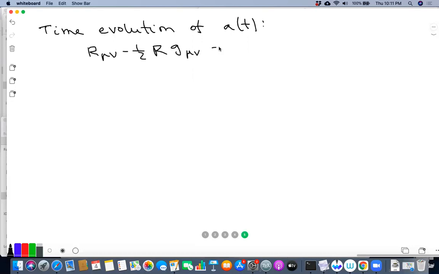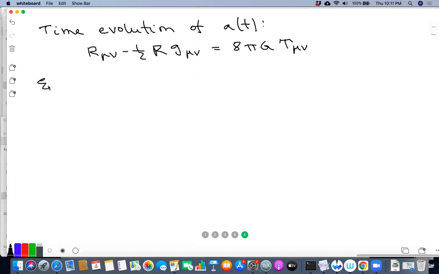So we turn to time evolution of a(t). What determines the time evolution of a(t) is essentially Einstein's equation: R_{μν} − ½ R g_{μν} = 8πG T_{μν}, where T_{μν} is the energy momentum tensor.